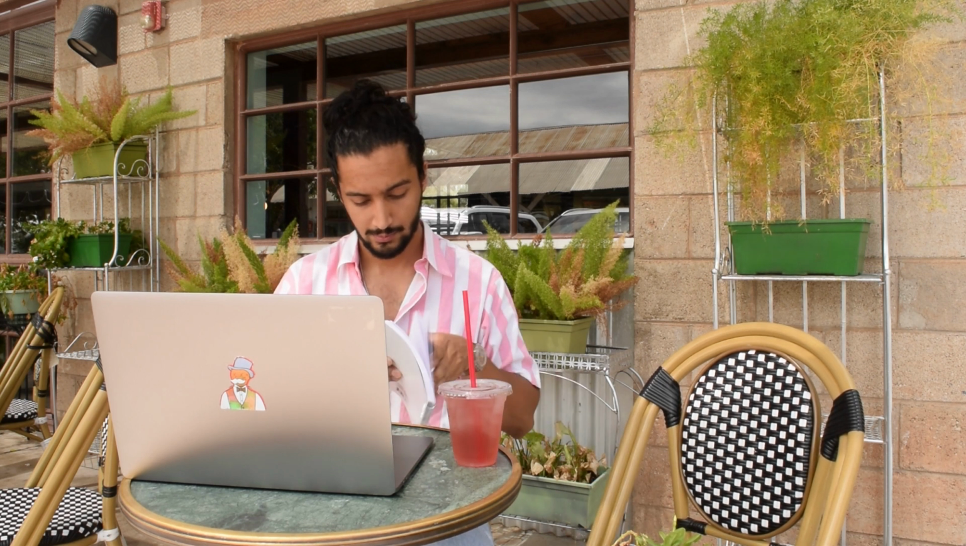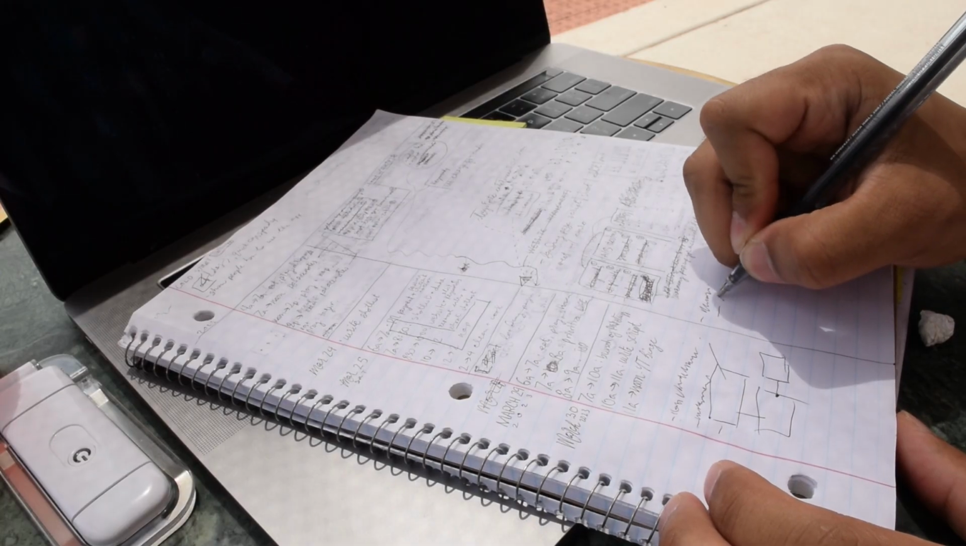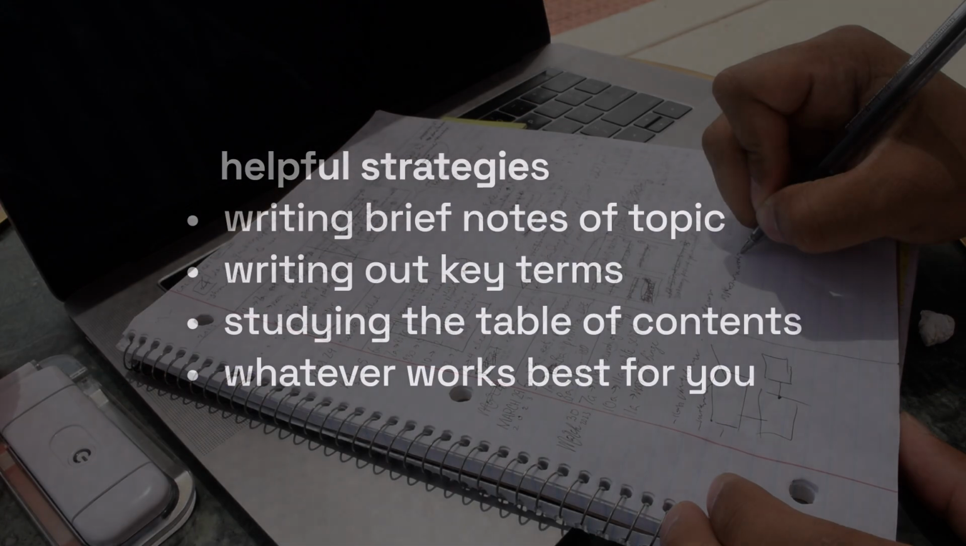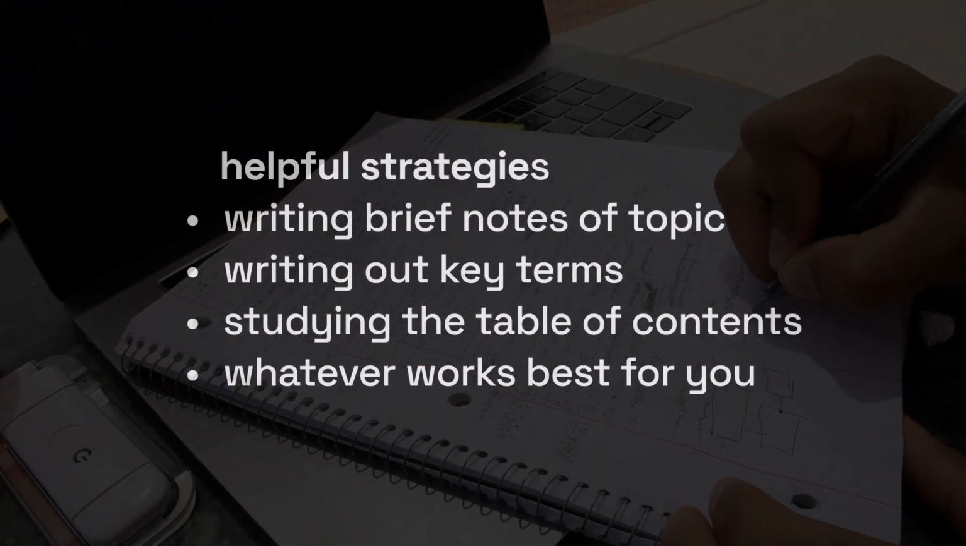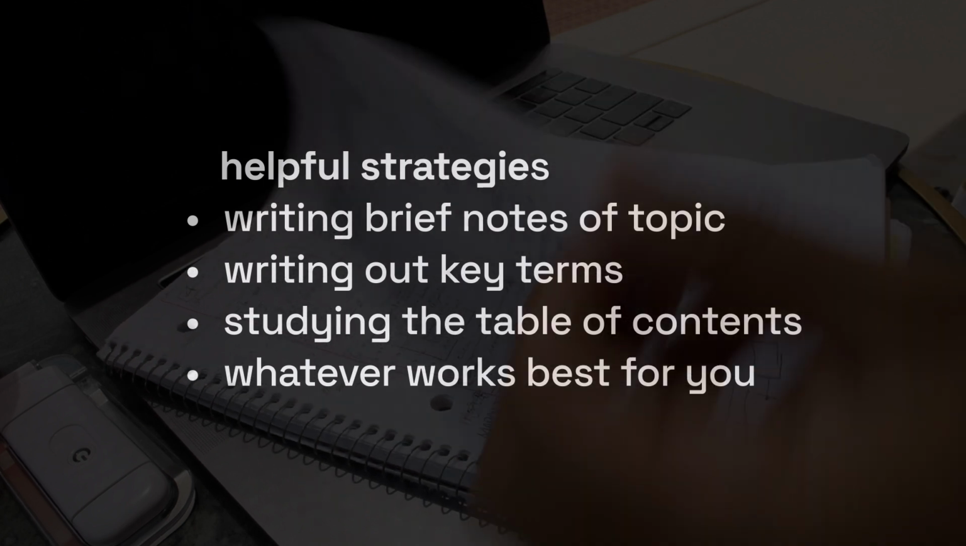Step number one is to get familiar, write stuff out, and get messy. Right now, you don't need to know everything about everything. You just want to know how things connect and interact at a high level. Often I find that writing really brief notes about my understanding of a topic, looking at the table of contents, and writing down key terms is really helpful. But there is no one way to do this. It depends on the topic at hand and what works best for you.